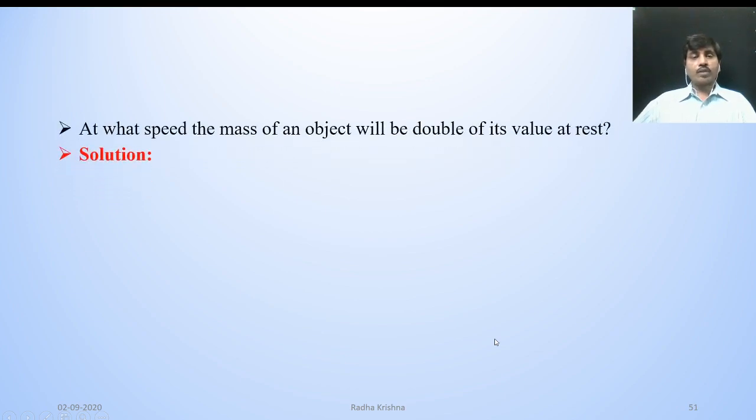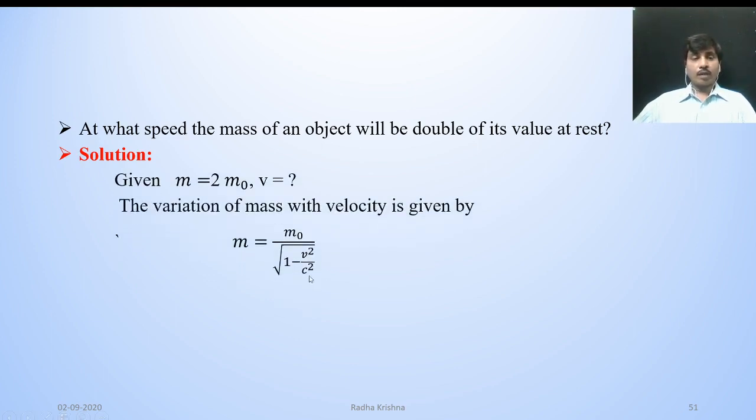At what speed will the mass of an object be double its value at rest? That means, according to the theory of relativity, the mass of a body changes with velocity, where the velocity is comparable to the velocity of light. The variation of mass with velocity is given by m is equal to m0 by square root of 1 minus v square by c square. Here m0 is the rest mass and m is the mass of the body or particle moving with velocity v.